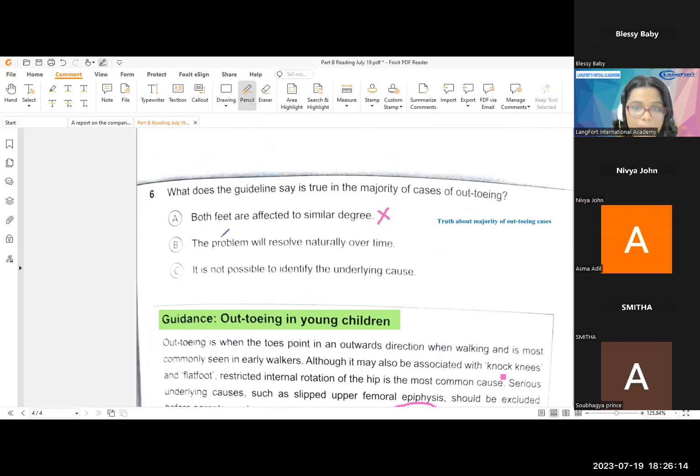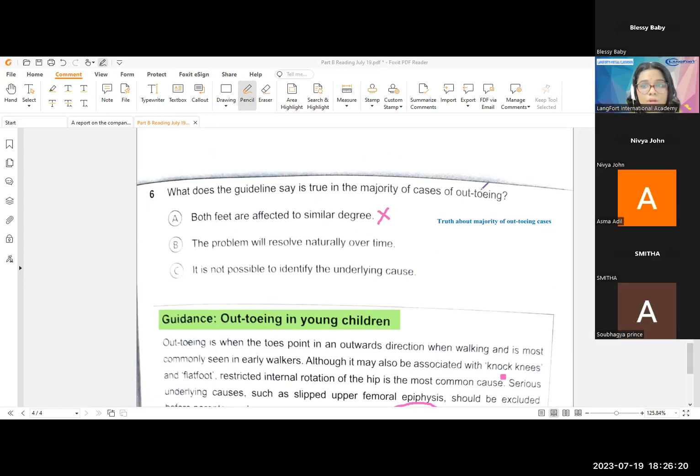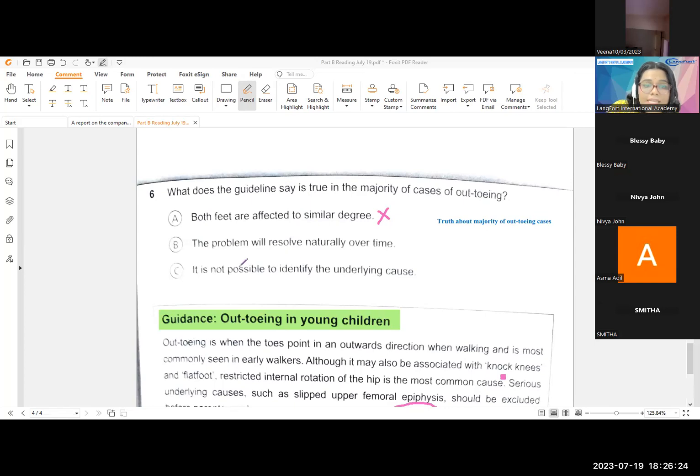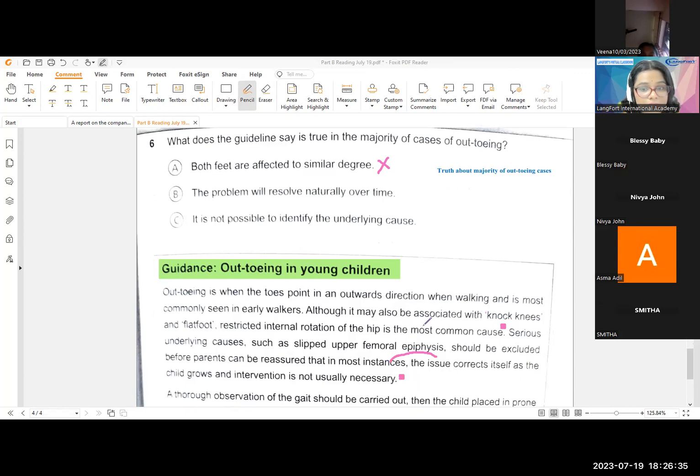Let's have a look at option B. The problem will resolve naturally over time. Is that true? What do you guys think? Yes, it can be. But let's have a look at option C as well. It's not possible to identify the underlying cause. Have they said that it's not possible? No, actually they have given a lot of causes, right? So C is not the answer. Option B is the answer.